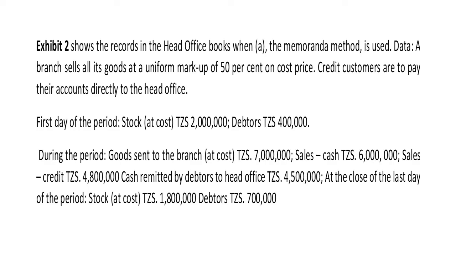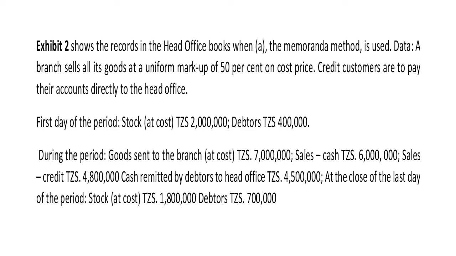Let's use Exhibit 2 to show. Exhibit 2 shows the records in the head office books when the memorandum method is used. A branch sells all its goods at a uniform markup of 50% on the cost price. So to the cost price, they add 50% to arrive at the selling price. Credit customers are to pay their accounts direct to the head office. And remember, we are continuing with the centralized system, where the head office keeps all the books of account.